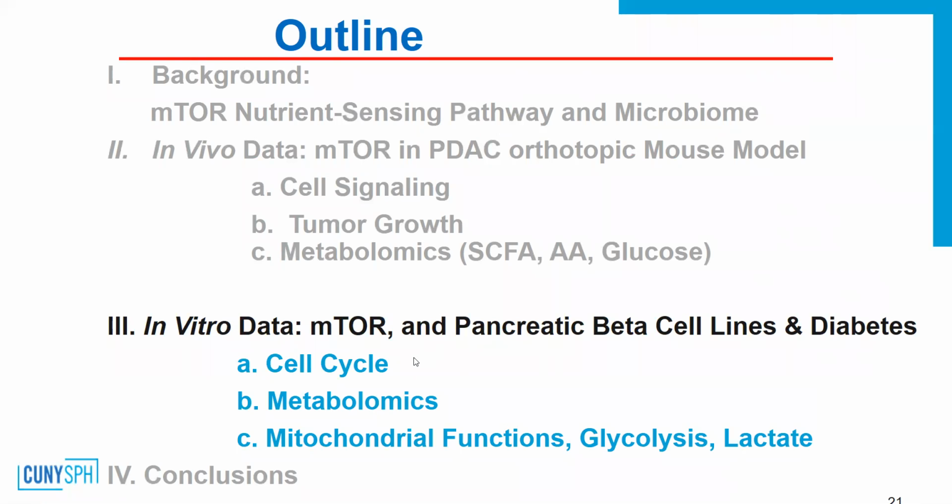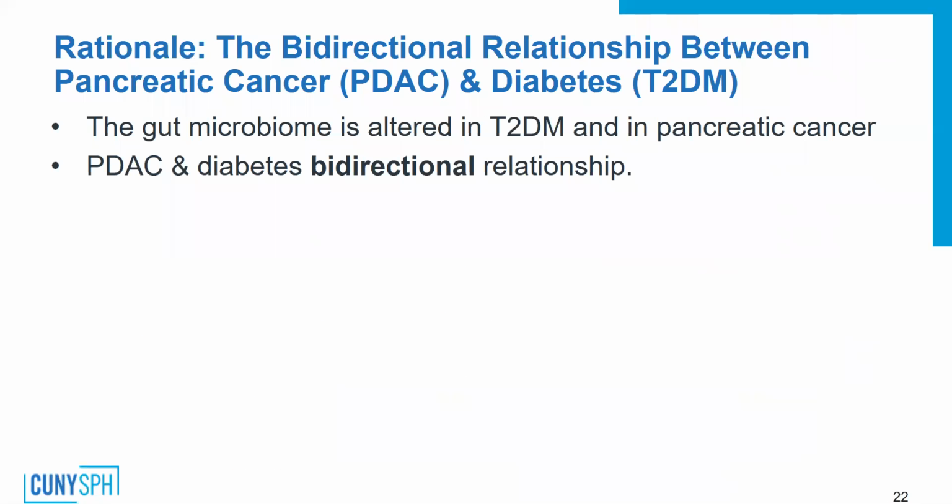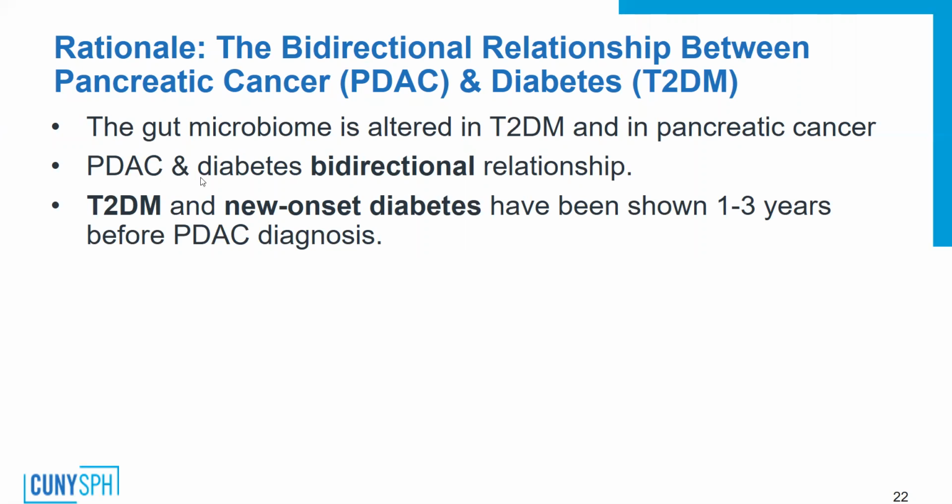Next, we looked at the in vitro data in cell culture in pancreatic cell lines, and we investigated the cell cycle, metabolomics, as well as the mitochondrial functions. So we were intrigued by the data we obtained from the mice model, and we know that the gut microbiome is altered in type 2 diabetes and in pancreatic cancer. We also know that PDAC, or pancreatic ductal adenocarcinoma, and diabetes have a bidirectional relationship.